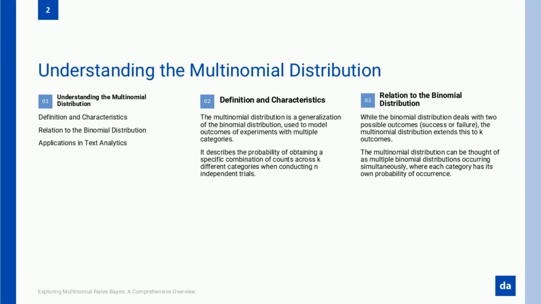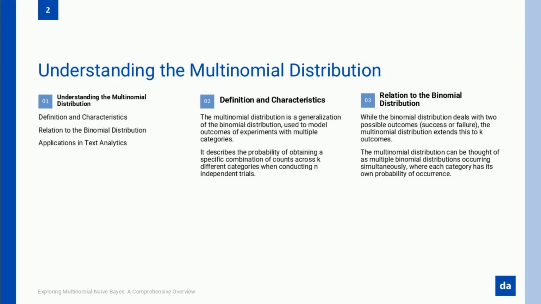And here's where multinomial naive Bayes comes in. It doesn't care about why these symbols appear. It just tracks how often they do and then uses those probabilities to predict what comes next.